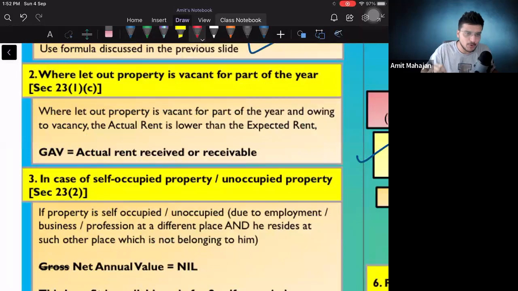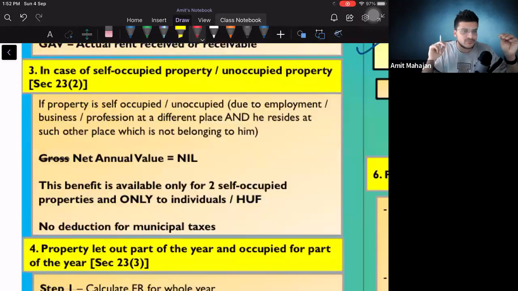See, where the let out property is vacant for part of the year and owing to vacancy, the actual rent is lower than the expected rent, then the GAV is equal to actual rent received or receivable. Okay. अभी थर्ड पॉइंट पे आता है. इन केस ऑफ सेल्फ ऑक्यूपाइड प्रॉपर्टी और अनऑक्यूपाइड प्रॉपर्टी. नाउ इन केस ऑफ सेल्फ ऑक्यूपाइड प्रॉपर्टी, for example, you have one property, you have not given that property on rent. So of course the NAV is going to be zero.